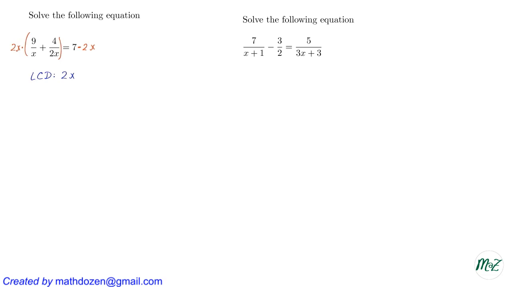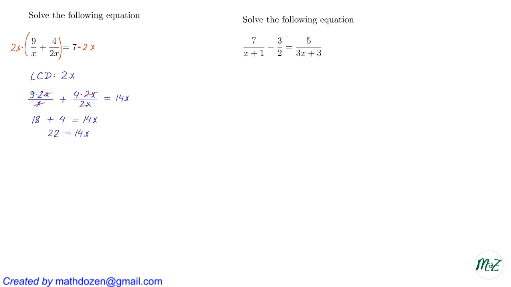So as soon as we distribute the terms, we're going to get 9 times 2x over x, and then we're going to get 4 times 2x over 2x. On the right hand side we get 7 times 2, 14, we're going to get 14x. So then on the left hand side there will be a few cancellations. In the first term we're going to cancel out x's, in the second fraction we're going to cancel out 2x. So in the end we're left with 18 for the first fraction plus 4. All of that is equal to 14x.